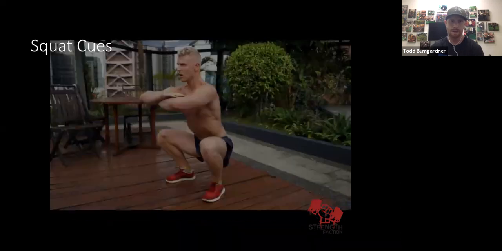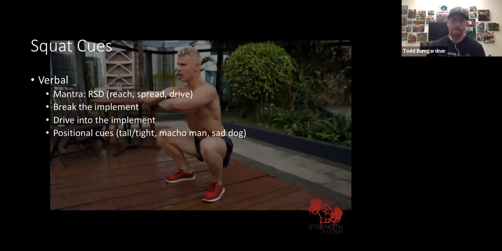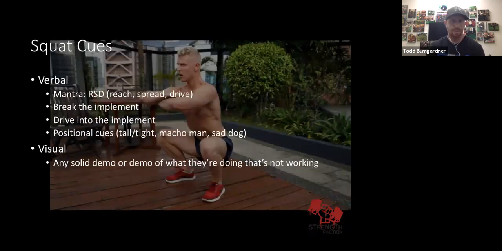But for everything, we have our mantra, which is reach, spread, drive. You're going to reach back slightly. So a lot of folks will tell you that you just got to drop straight down when you squat. You don't have to do that slight reach back. If you've ever taught someone that's not really in tune with their body, or is just learning how to move, or even people that have just never lifted before, to drop straight down with a squat, watch what happens. Nothing good. People need to learn to push back to center their weight over the middle of their feet a little bit more. So it takes care of that problem.